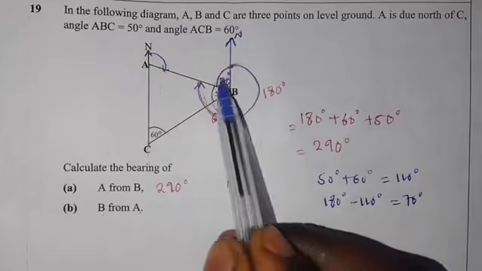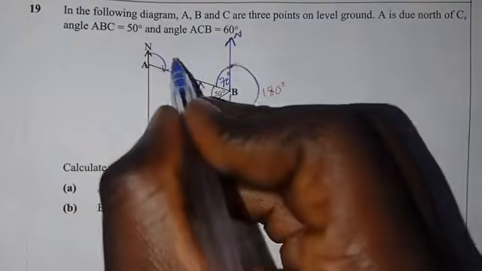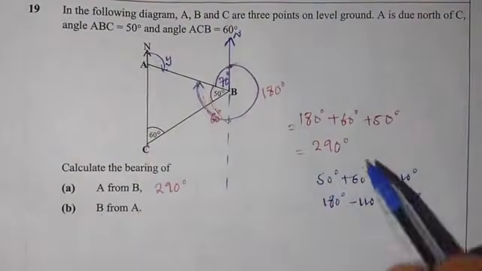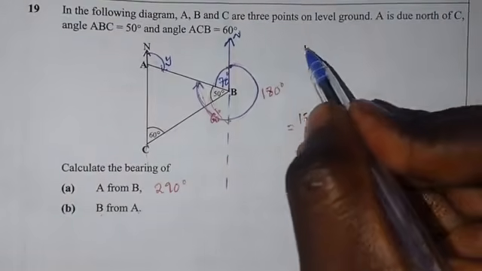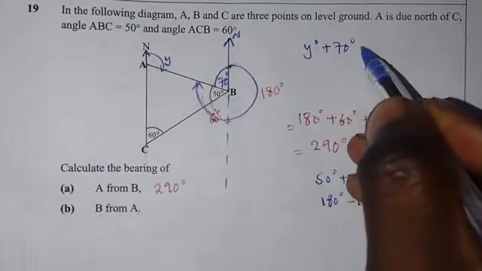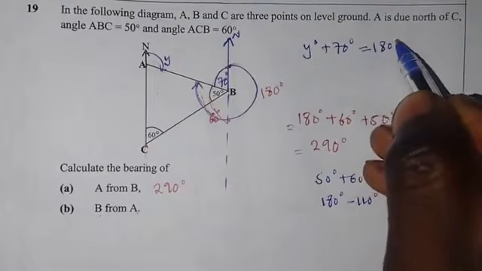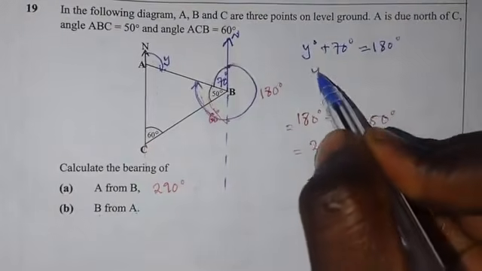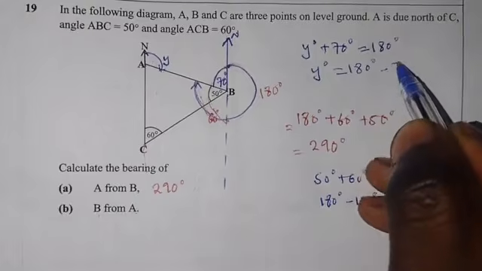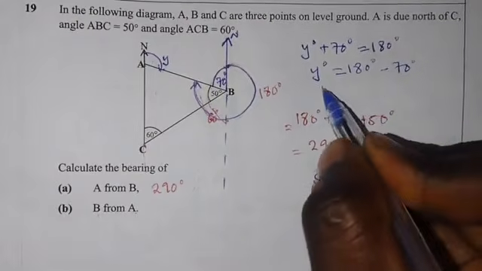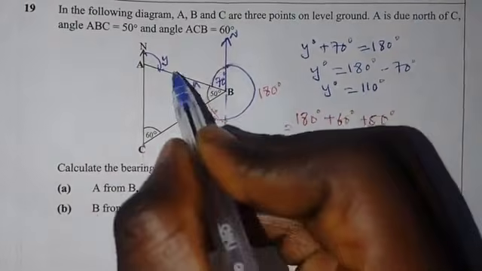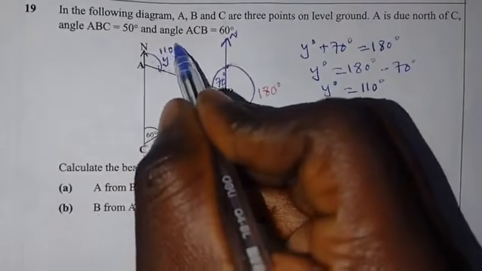108. So when I add this and this, I should have a 180. So let's say I put y here. So to find this angle y, we'll simply say y degrees plus 70, this one, then this should give us 180 degrees. So y degrees is equal to 180 degrees minus 70 degrees. So y degrees is equal to 180 minus 70. This will give us 110. So it means that the angle which is here is 110.